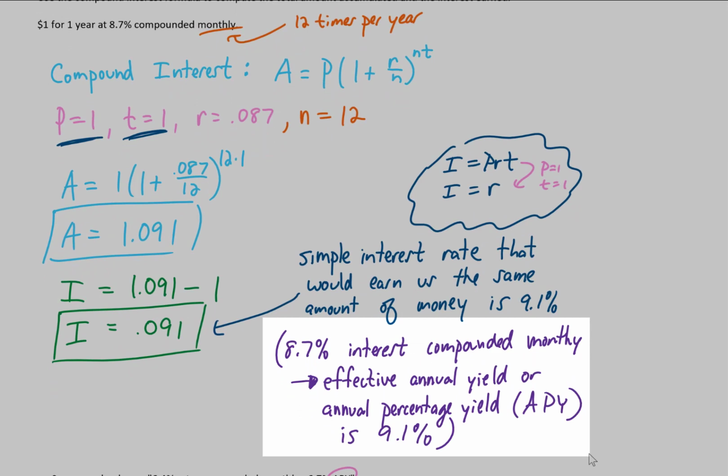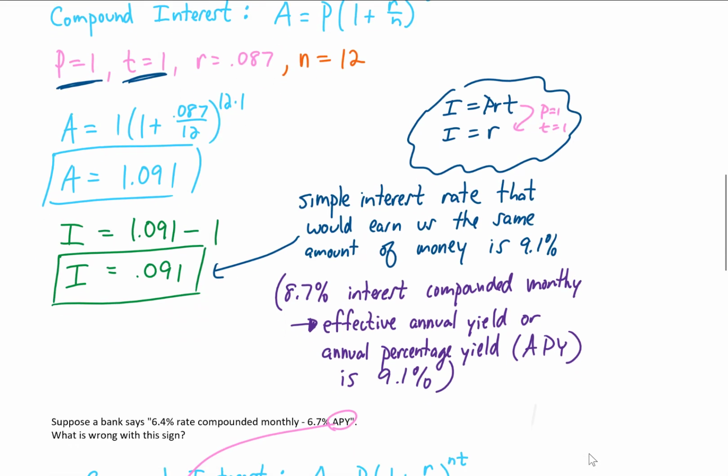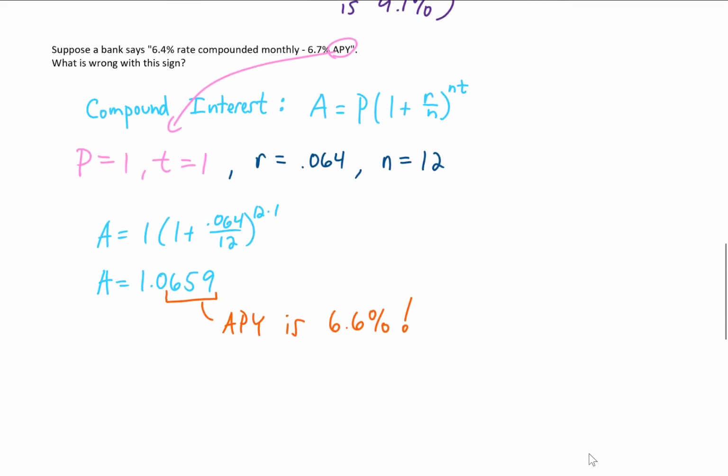We also call that the annual percentage yield, which you may have seen before as APY on an account. Again, this 8.7% interest compounded monthly gives us an APY of 9.1%. Now let's look at this next problem. A bank tells us that they have a 6.4% interest rate compounded monthly, and they're telling us that that is a 6.7% APY. There's a problem with this.